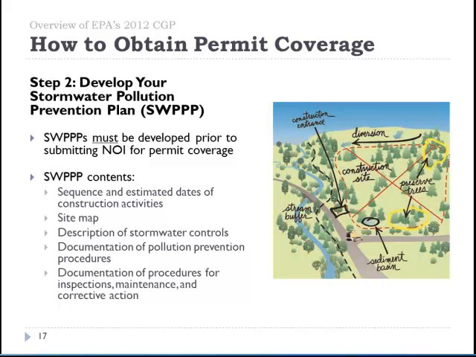The SWIP in general includes information on the sequence and estimated dates of construction activities, the requirement to develop a site map that details various features of the construction disturbance, nearby surface waters, nearby sewer inlets, and similar information. Also, the SWIP is required to include a description of the stormwater controls that will be used and document pollution prevention procedures that comply with the permit, and to also document procedures for inspecting, maintaining stormwater controls, as well as taking corrective action.